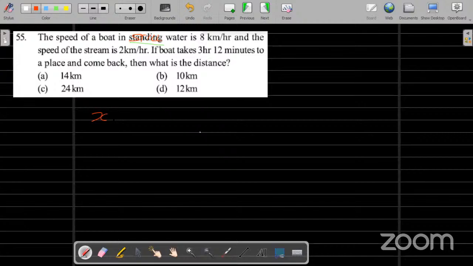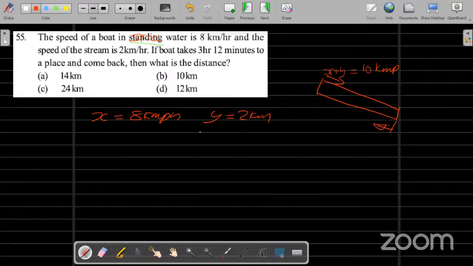We normally use the variable x for speed of body in still water, 8 km per hour, and y for speed of stream, 2 km per hour. Then in the downstream direction, speed of the boat will be x plus y, that is equal to 10 km per hour. And in the upstream direction, it will be x minus y, that is equal to 8 minus 2, 6 km per hour.